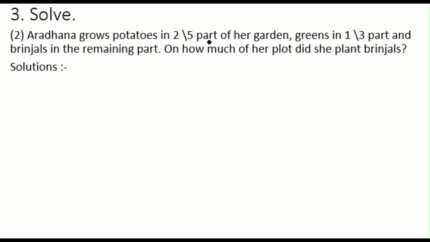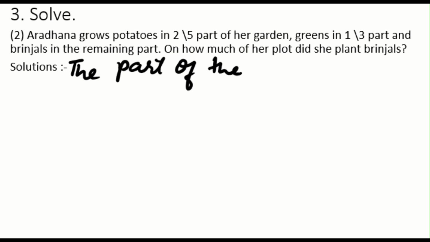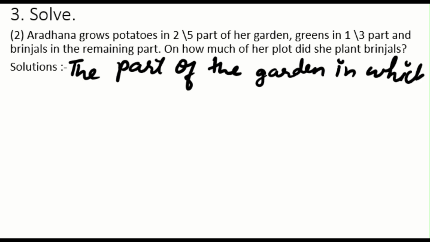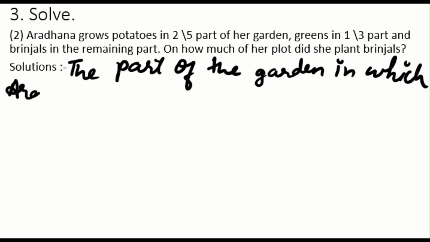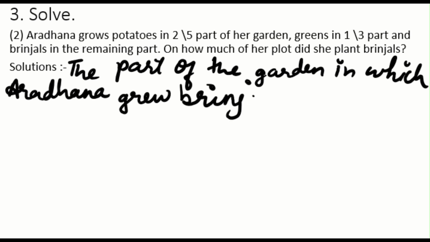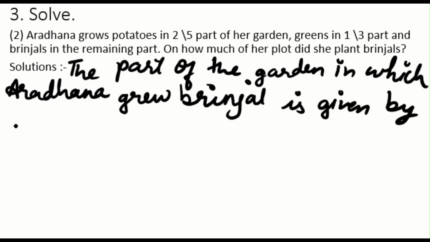So we are going to subtract it. So let's write the given. The part of the garden in which Aradhana grew brinjal is given by 1 minus 2/5 minus 1/3.